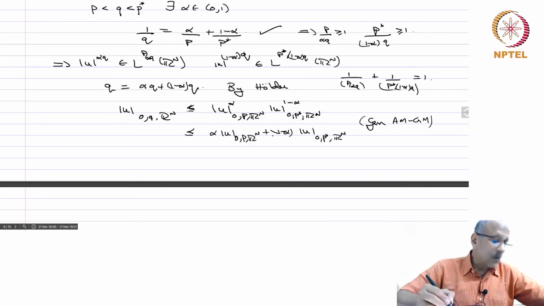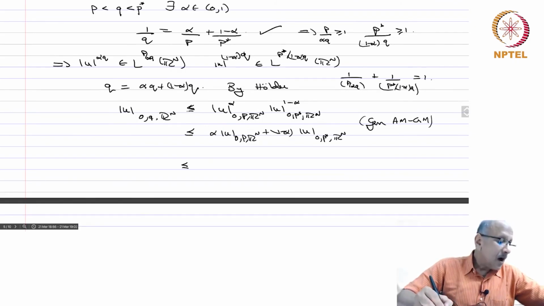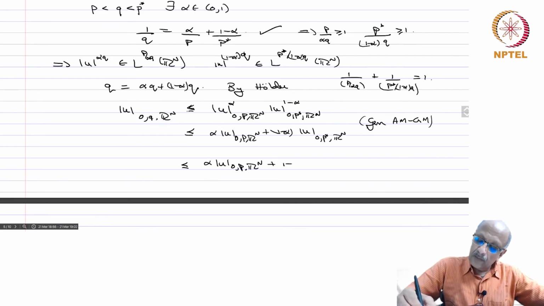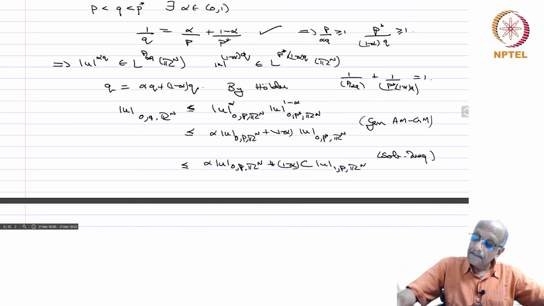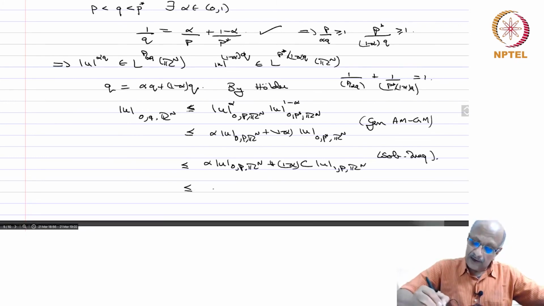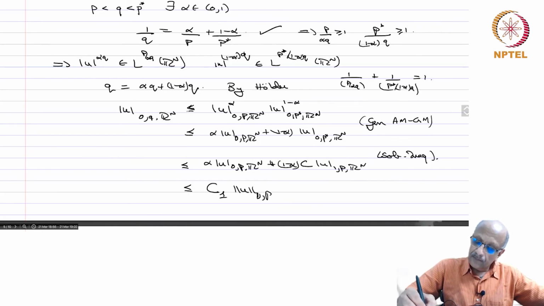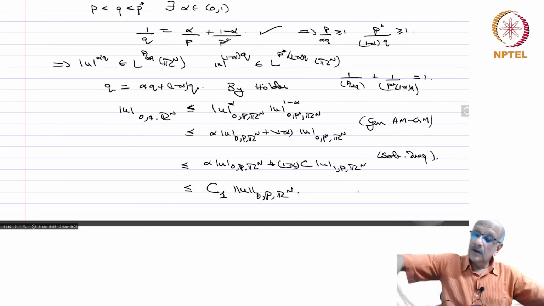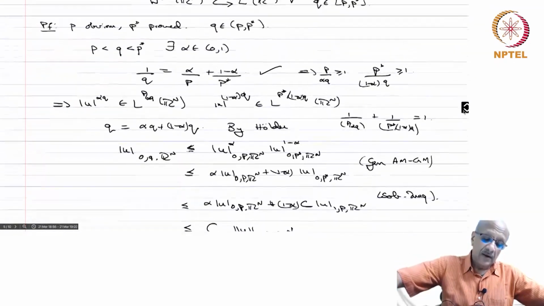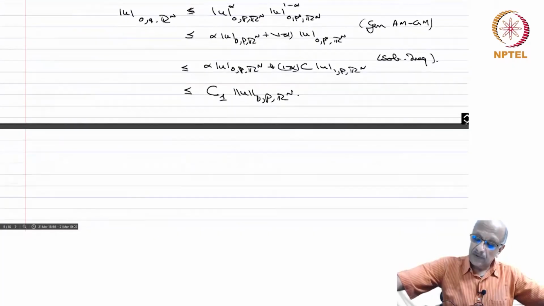So that is less than or equal to alpha times the norm of u in L^p(Rn) plus (1 minus alpha) times C times the norm of u in W^{1,p}(Rn), that is by the Sobolev inequality. And so all that is less than some C1 times the norm of u in W^{1,p}. Okay. So this proves that it is in any of these L^q spaces.